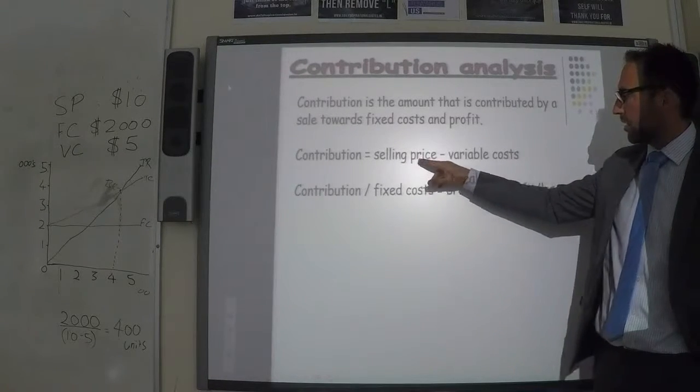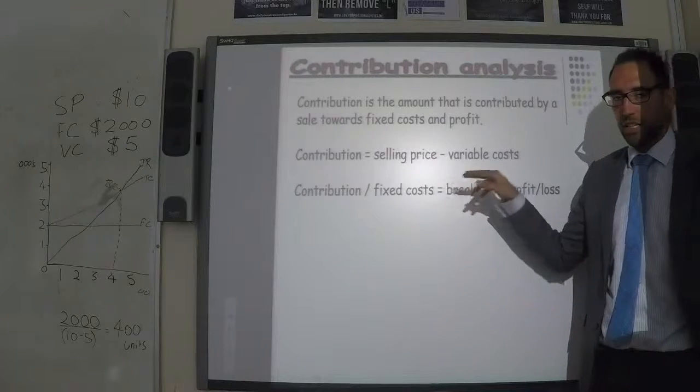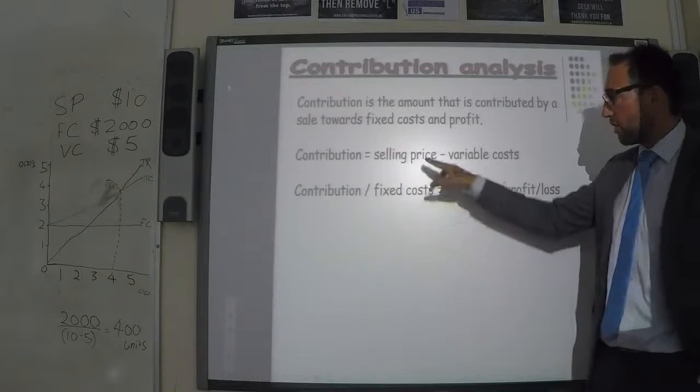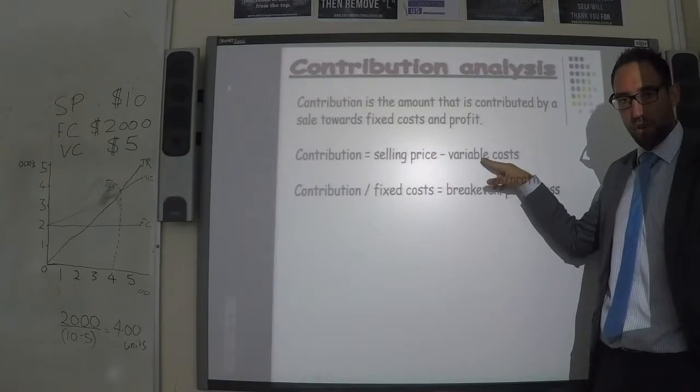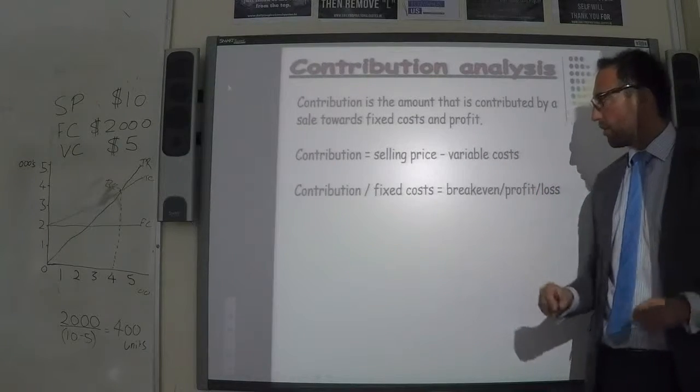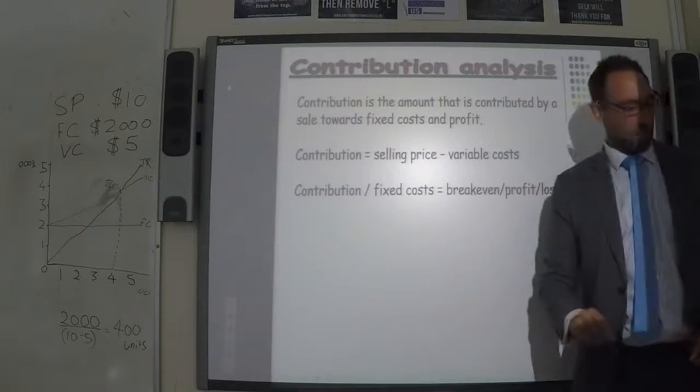Okay, so if you sell it for 10 and it costs you 5 to make it, every time you sell a product, it contributes 5 to your business. It doesn't contribute 10 because remember it costs you 5 already to make it. So the contribution per unit is just the bottom part of the break-even formula. Okay.